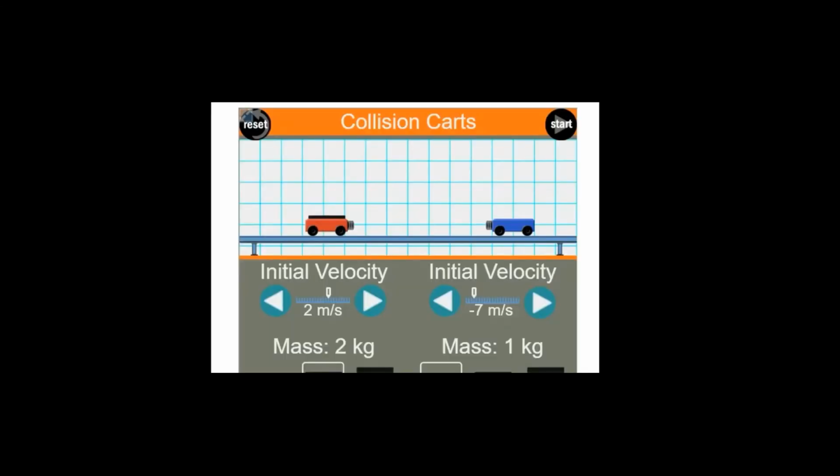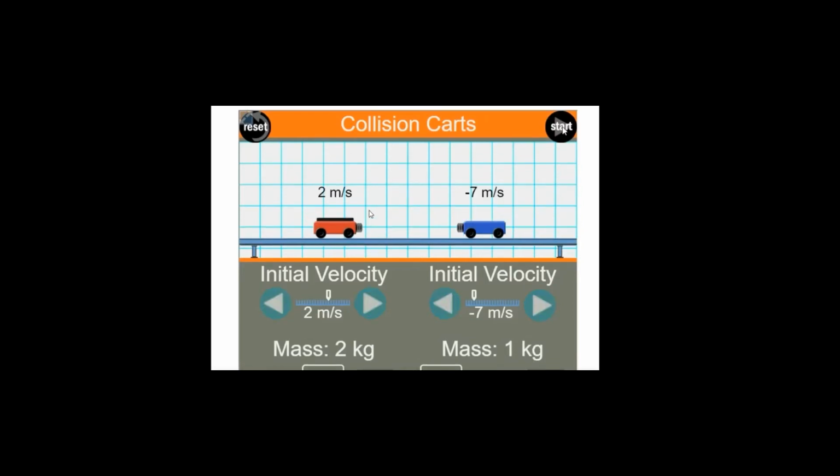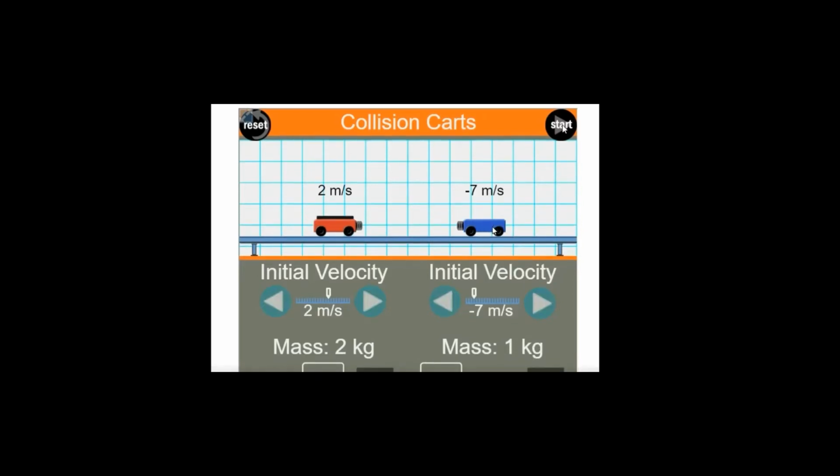So here I have a simulation for two physics carts. The one on the left is 2 kilograms, the one on the right is 1 kilogram. So the red car is moving to the right at 2 meters per second, and the blue car is moving to the left at 7 meters per second. I'm going to let them hit. They bounce off each other. And now the red car is moving to the left at 4 meters a second, and the blue car is moving to the right at 5 meters a second. Let's do an analysis.